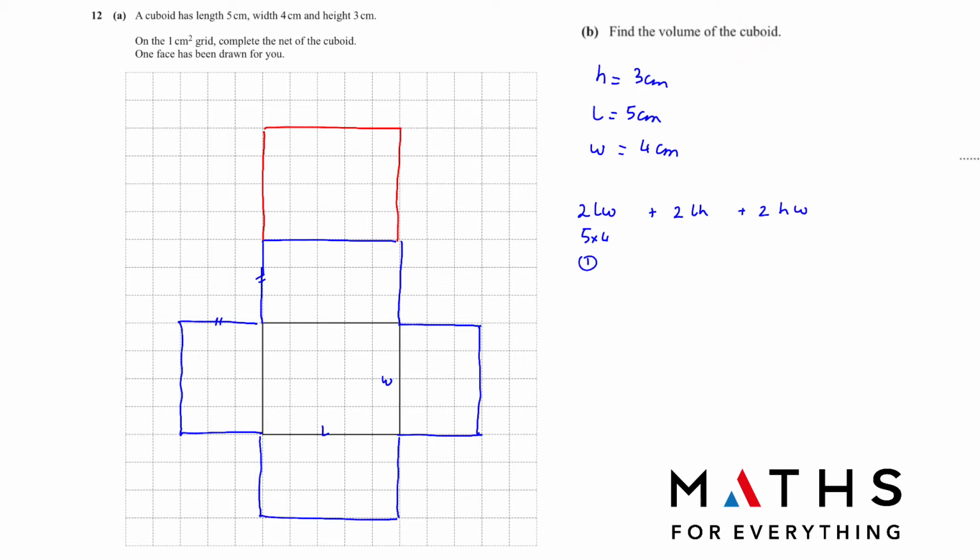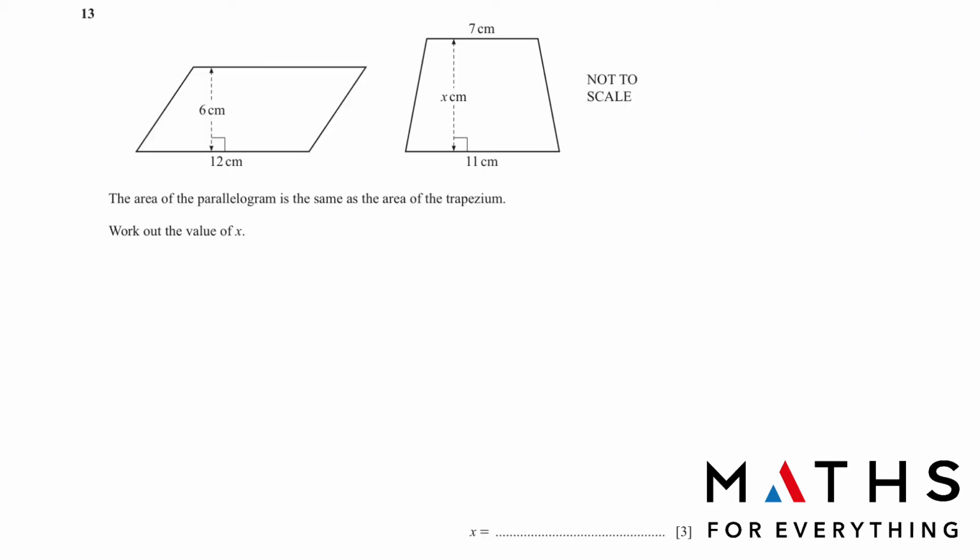In part B, we have to find the volume of the cuboid. Very easy. To find the volume, we need to know the formula only, which is length times width times height. Length is 5, width is 4, and height is 3. So the answer is 60 cubic centimeter.